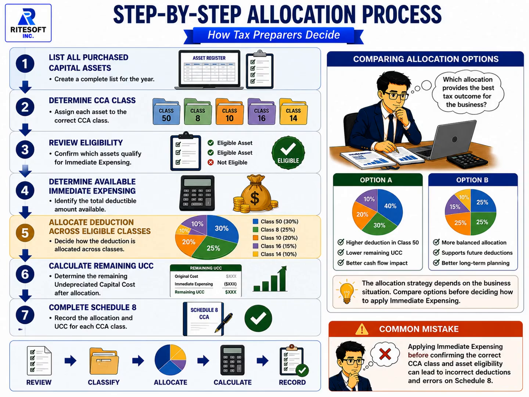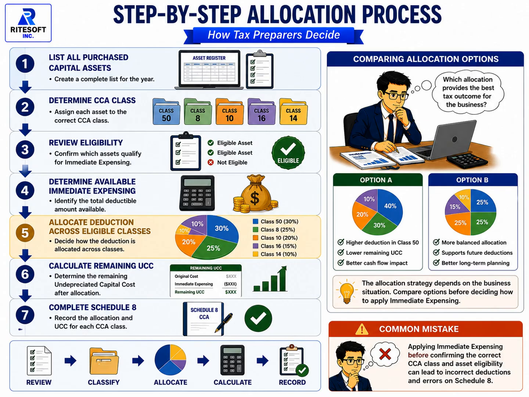The process of allocating immediate expensing follows a logical sequence. Rather than deciding on the deduction immediately after purchasing an asset, professional tax preparers work through a series of review steps to ensure the calculation is accurate and fully supported. The first step is to prepare a complete list of all capital assets purchased during the taxation year. This list may include computers, office furniture, machinery, vehicles, manufacturing equipment, or other long-term business assets.